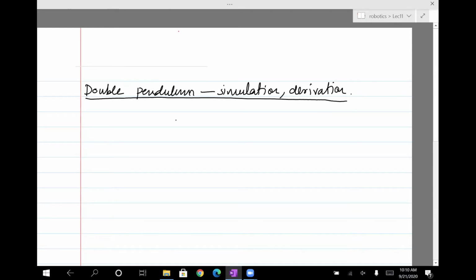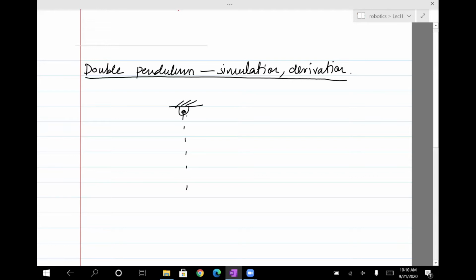Okay, so I'm going to just rotate that figure which we just saw, since I want the double pendulum to be this way. Okay, and the second link. So let's call this θ1, and θ2 is the angle made by the second link with respect to a frame fixed to the first link. So that's θ2.